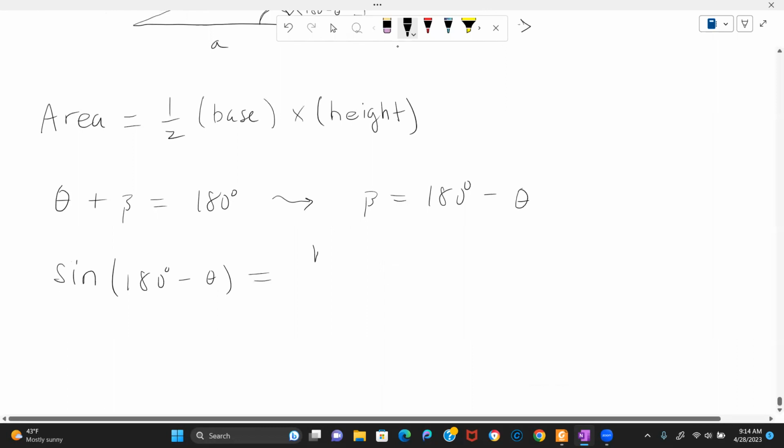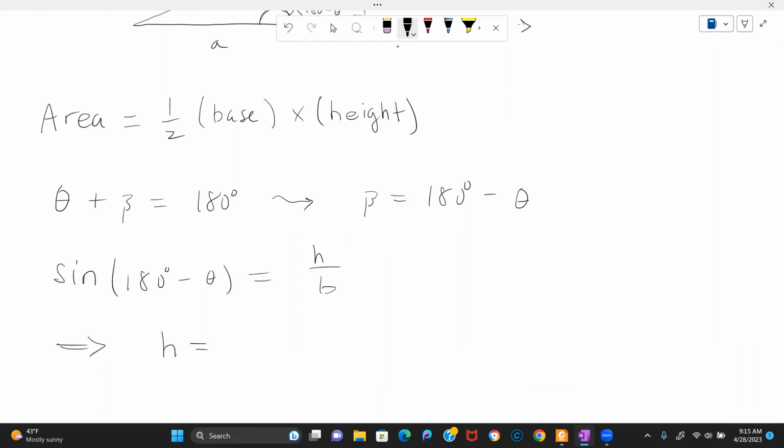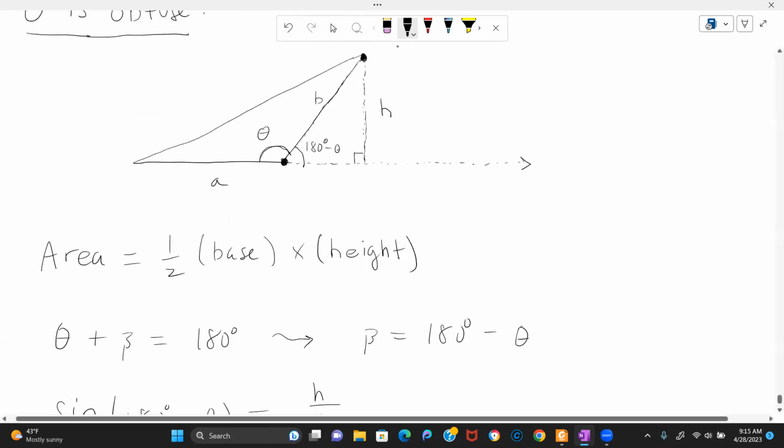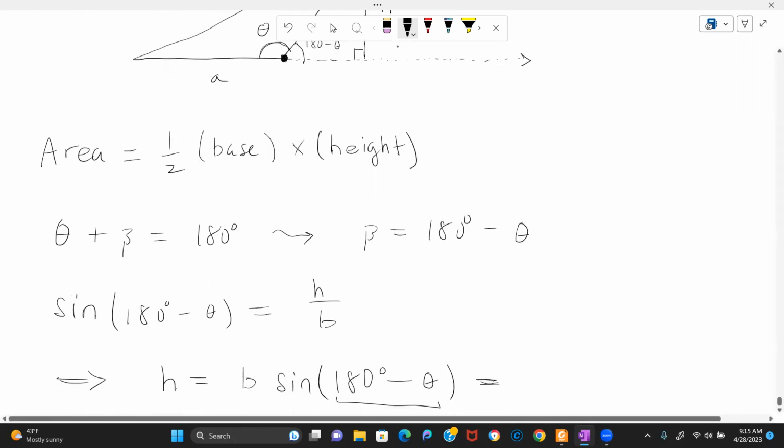It's going to be b over h. And then this is going to imply that h is going to be equal to b times sine of 180 degrees minus theta. But again, these are like, I guess you call them complementary angles, or they are, I guess you would say that theta is the reference angle of this right here. Or no, this would be the reference angle.